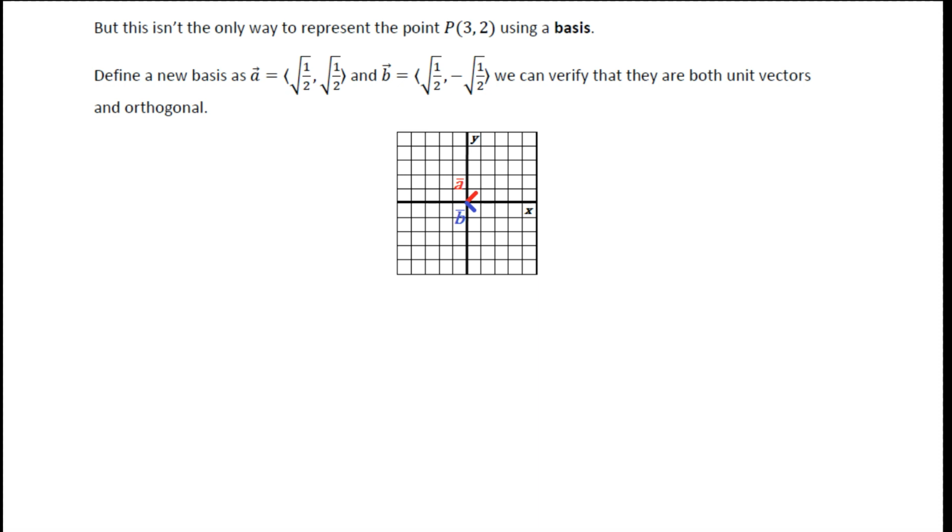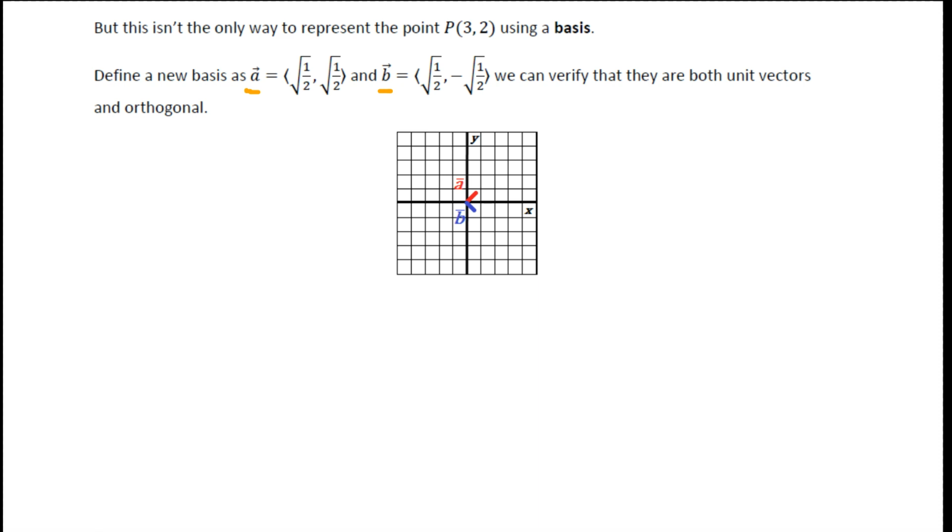But this is not the only way that I can get to the point (3, 2). This is not the only way to arrive at that ordered pair (3, 2). So let's say I have a new basis. Instead of i hat and j hat, let's define my new basis in terms of a hat and b hat.